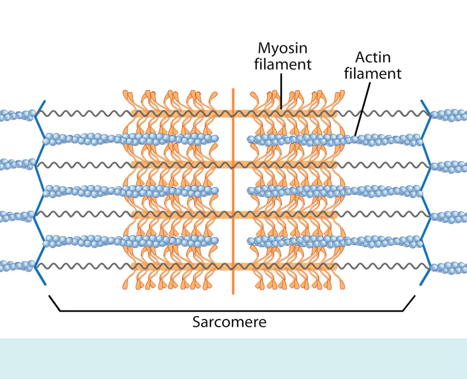Each actin filament is attached to a Z-line, which is found at either end of a sarcomere. The thick myosin filaments lie between the Z-lines, but are not attached to them directly. Instead, they're held in position by a protein called titin.